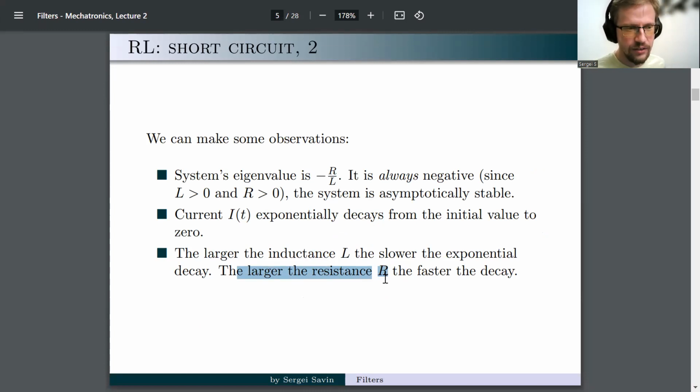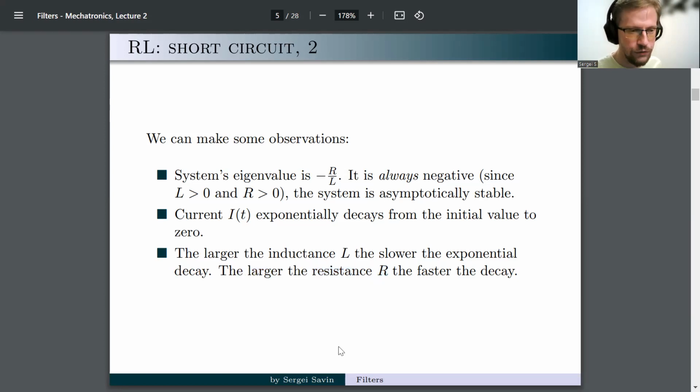R, on the other hand, is what dissipates the energy. You remember last lecture we said that the power of heating is exactly the same as the power of a resistor. In a sense, it is the resistor that is going to dissipate the energy in the system. So intuitively it makes sense: the bigger the resistor you have, the faster you are going to dissipate your whole energy.